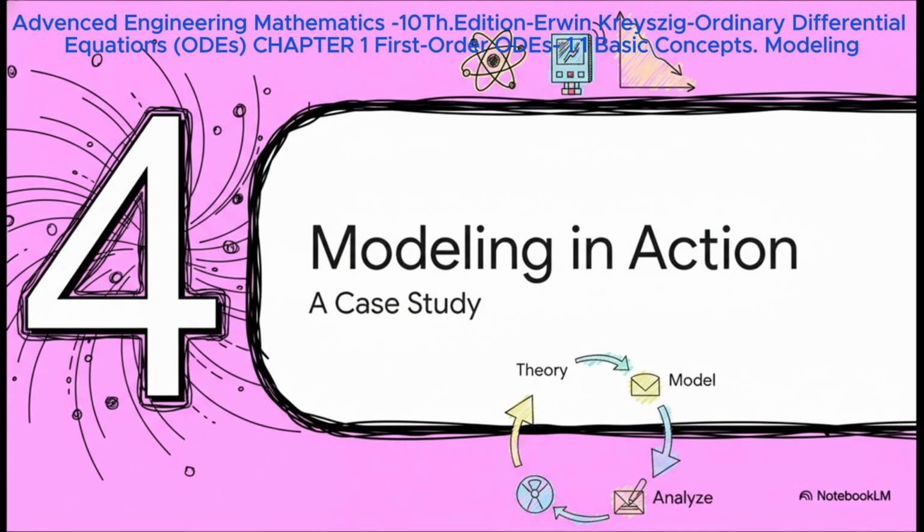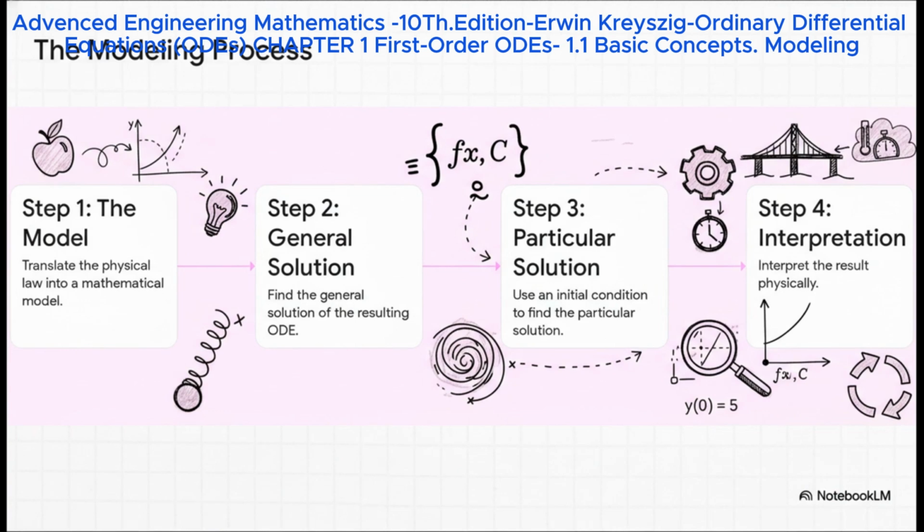Okay, enough theory. Let's make this real. We can see how all these pieces build a complete picture by walking through a classic, really fundamental example from our text, radioactive decay. So we're going to stick to that four-step blueprint we talked about. We'll model, we'll find the general solution, then the particular solution, and finally we'll interpret the result. Let's get started with the model.